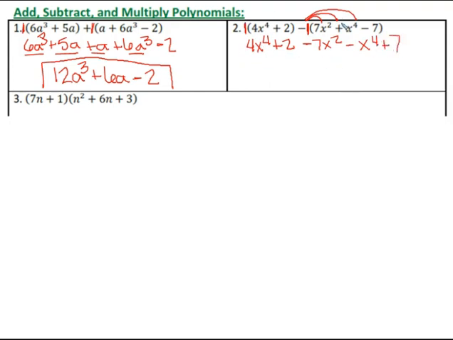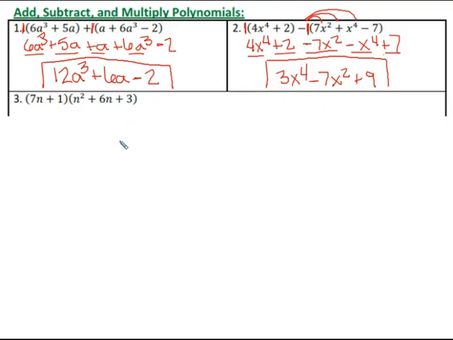Now that we distributed in the 1s, let's combine some like terms. Looks like we have a 4x to the 4th and a negative 1x to the 4th, so that would give us 3x to the 4th. Our x squared term doesn't have anything else to match with, so we'll leave that go. And then our constant terms 2 and 7, we're going to have a 9. So there's our standard form polynomial after we subtract our original polynomials.